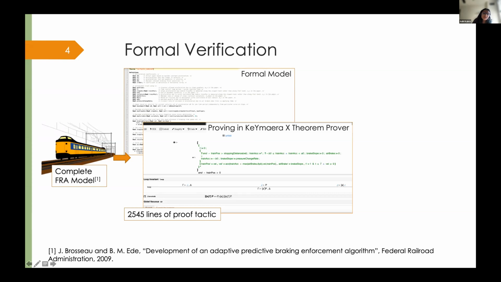So the proof tactic was 2,545 lines long. However, if you run the proof in the theorem prover KeYmaera X, it will isolate more complex tactics for which we write a single word, while under the hood there are all of the underlying steps. And that was 180,000 something. So the proof tactic was about this long.